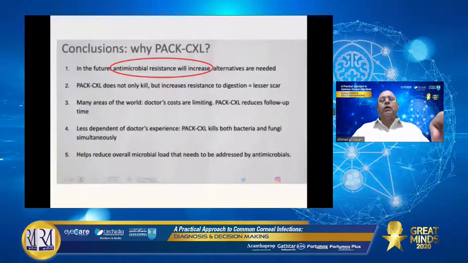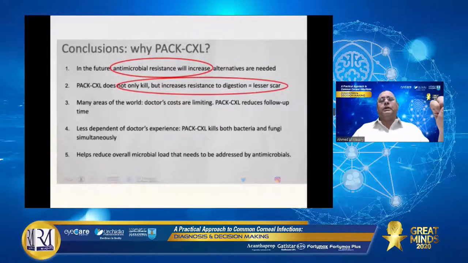PEC cross-linking does not only kill, but it increases the resistance to digestion. This is a very important point to stress, that there will be less scar with the PEC cross-linking due to the increased resistance to digestion.